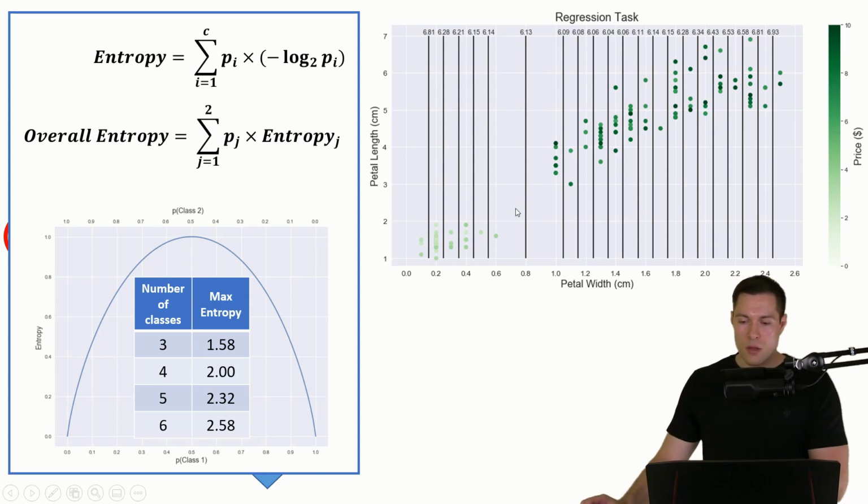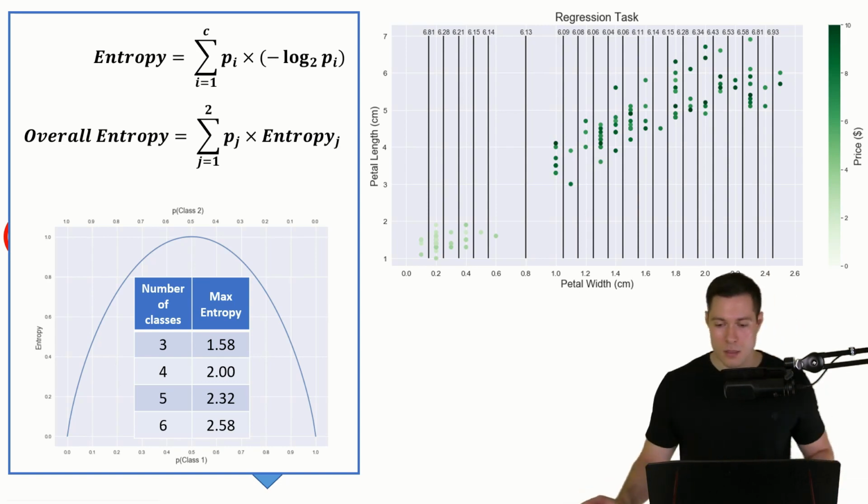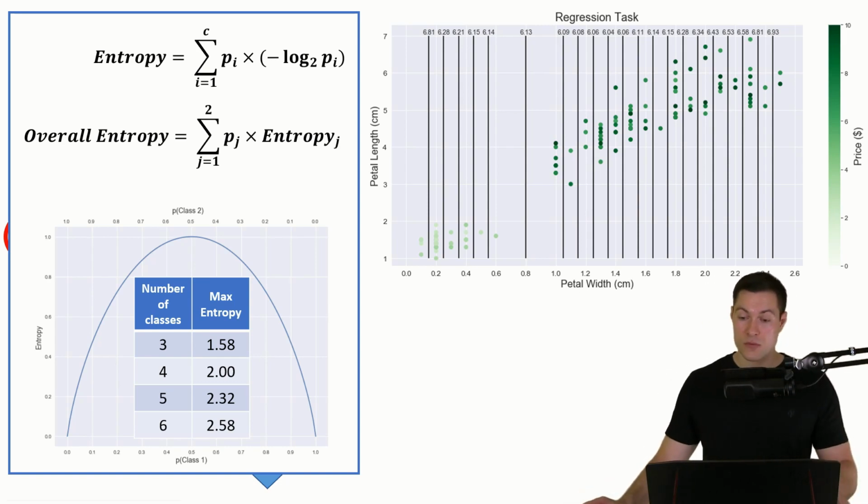So for this special case, where all the flowers have a different price, using the entropy to determine the split for a regression task results in the fact that the best split is simply the one that cuts the data in half. So it doesn't really detect any patterns in the data. And it simply cuts the data in half.